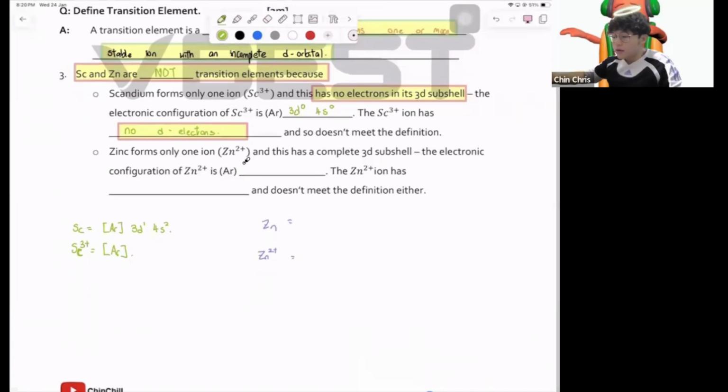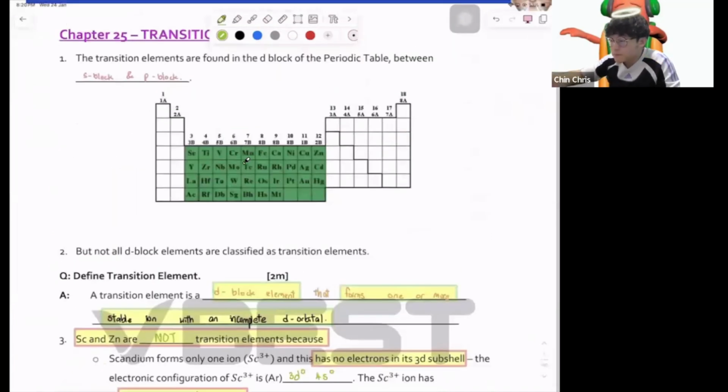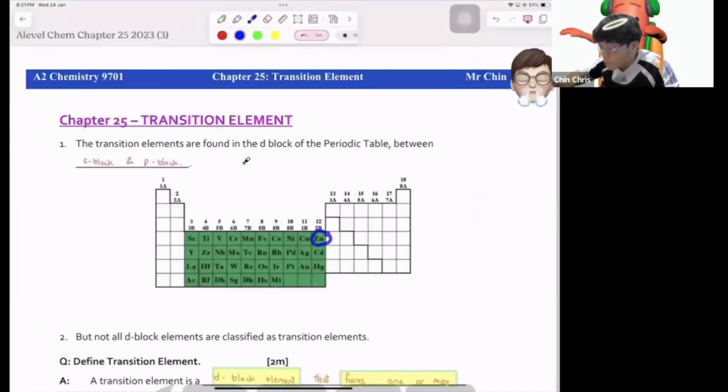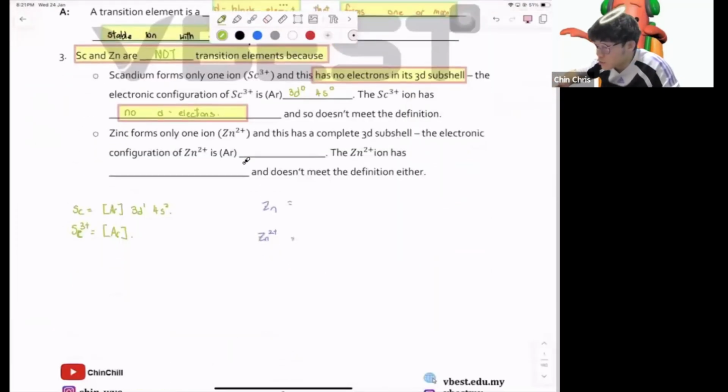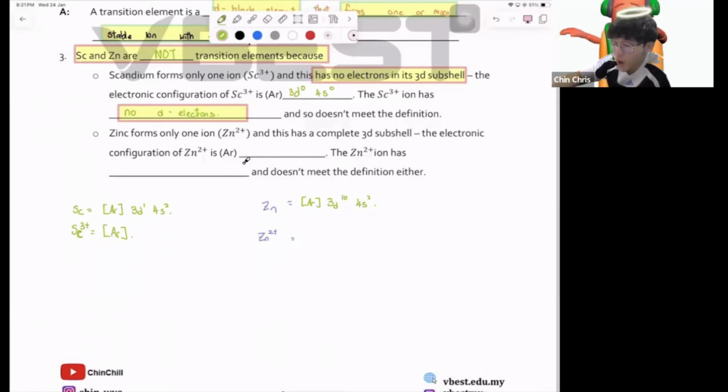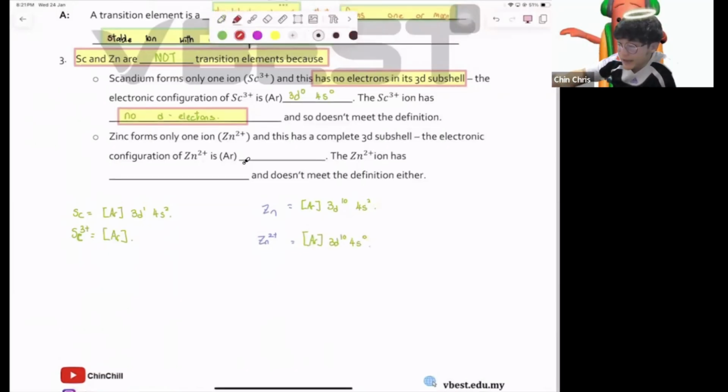Hey guys, now let's look at Zn. For Zn, it's here. So the electron arrangement is argon 3d10 4s2. When it forms the ion Zn2+, it loses 2 electrons here and turns into 3d10 4s0. So I know that Zn2+ has a complete 3d subshell.